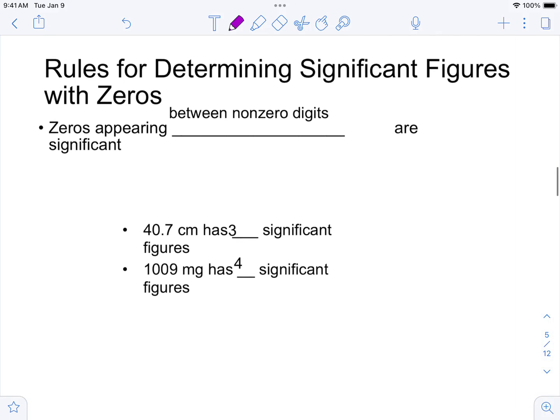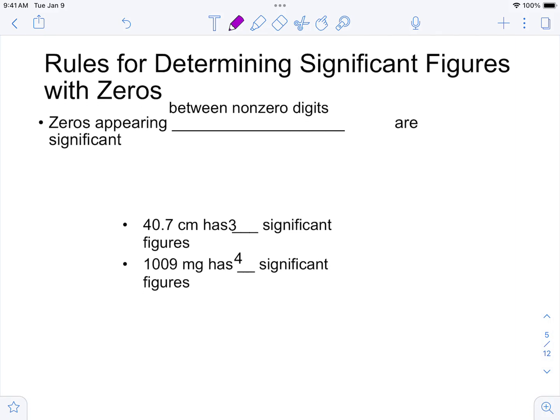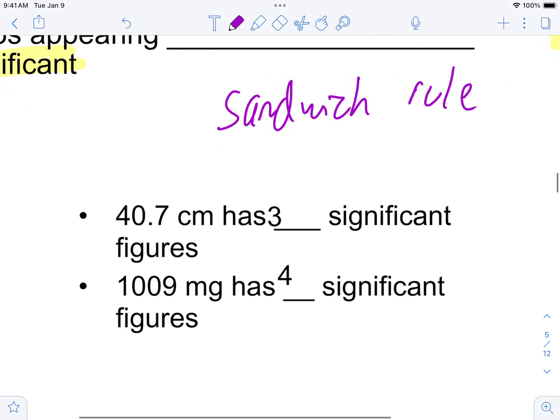So the second rule here, the first one with the zeros, says zeros appearing between non-zero digits are significant. This is called the sandwich rule. If you have a zero sandwiched between two non-zero digits, that does count. That is significant. So in 40.7 here, the 4 counts because of rule 1. The 7 counts because of rule 1. Notice how this 0 is between two non-zeros. So that 0 also counts. That has 3 sig figs.